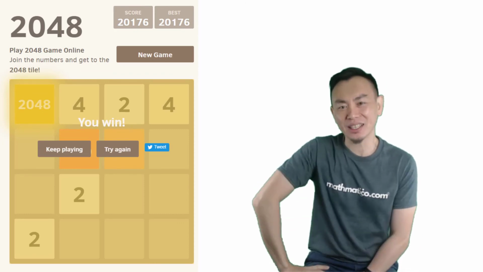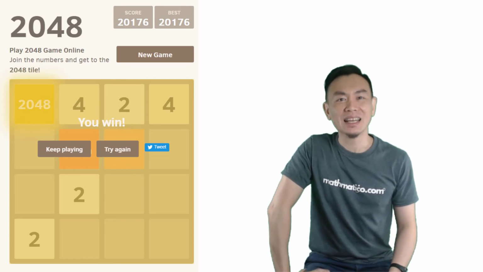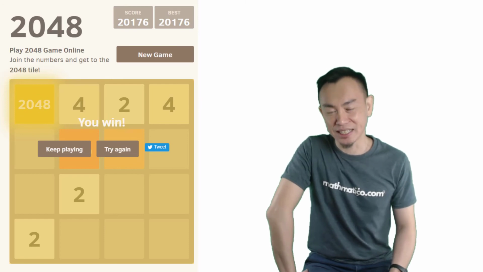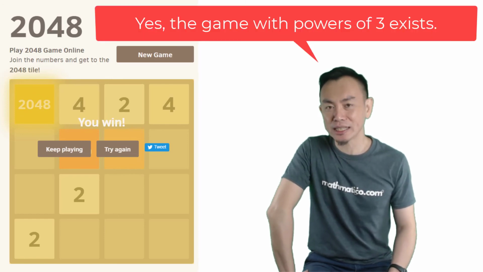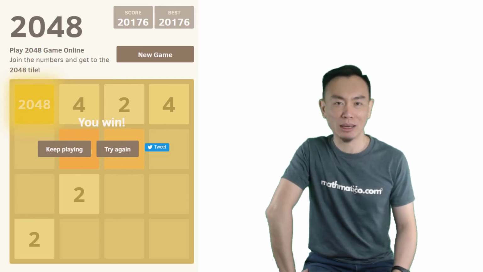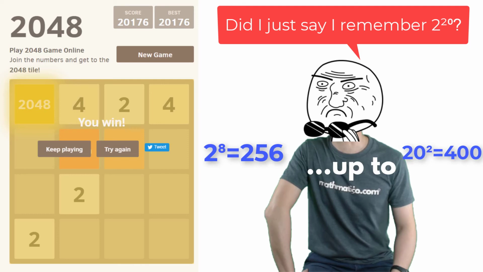It's a fun game, and when you keep playing it, you can't help but remember the powers of 2. And as I was playing, I was wondering if there's going to be a game with 3s instead of 2s, because it's not just the powers of 2 you need to remember. For me, I memorized the powers of 2 up to 20. I don't mean that I remember the value of 2 to the power of 20, but I remember the powers of base 2 up to base 20.